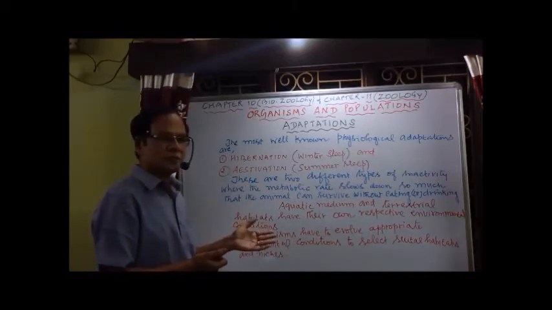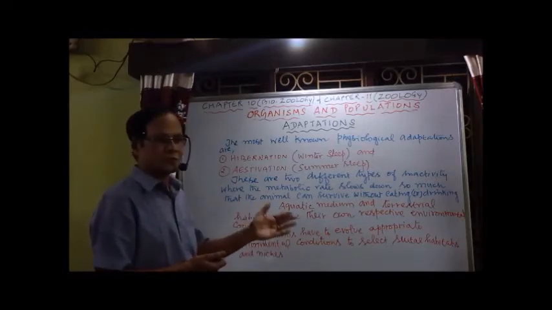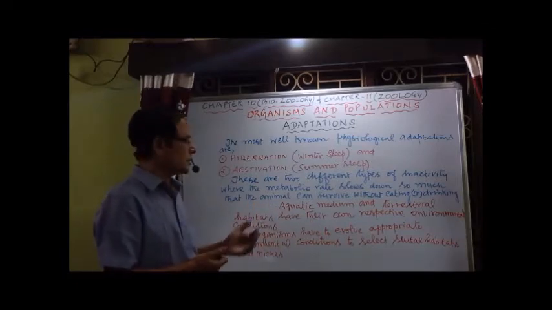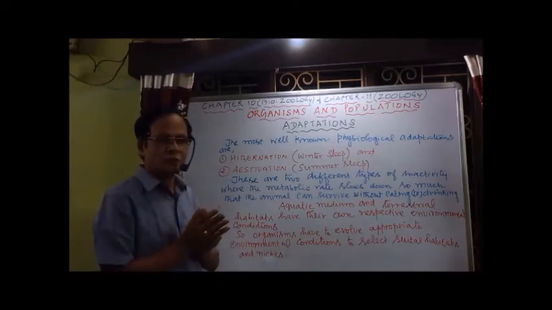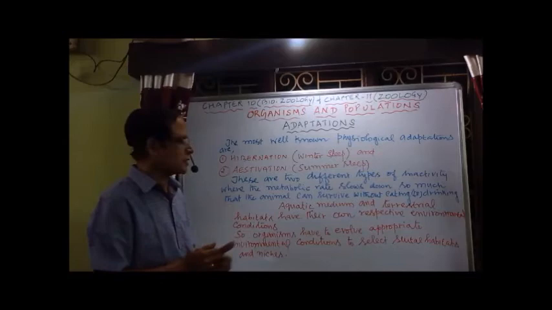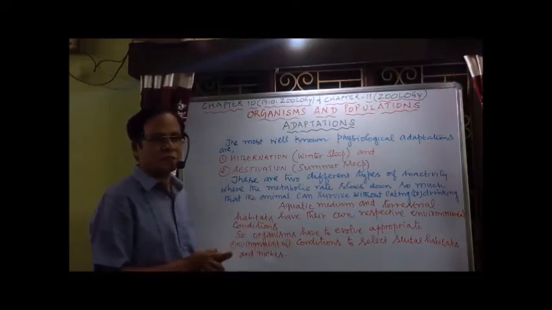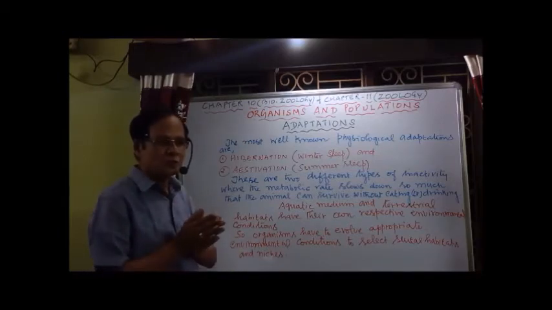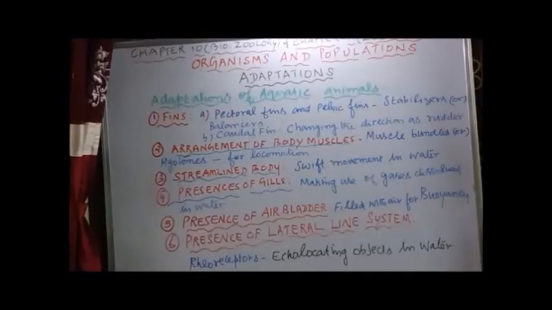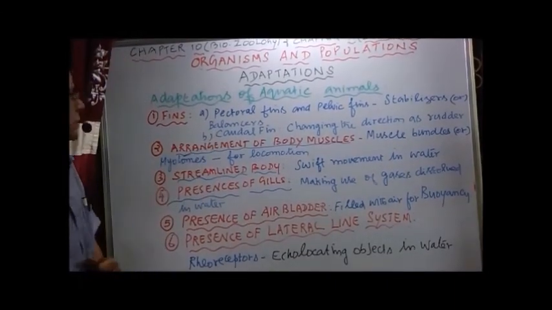Now we have to see the adaptations of aquatic animals and the adaptations of terrestrial animals. As far as aquatic animals are concerned, we are taking mainly the fishes because they are the dominant animals in the aquatic medium. Let's see aquatic adaptations and finally the terrestrial adaptations. It is the same in the case of different animals, but in the case of aquatic animals, it is mostly related to the fishes. Now let's see what the adaptations of aquatic animals are.